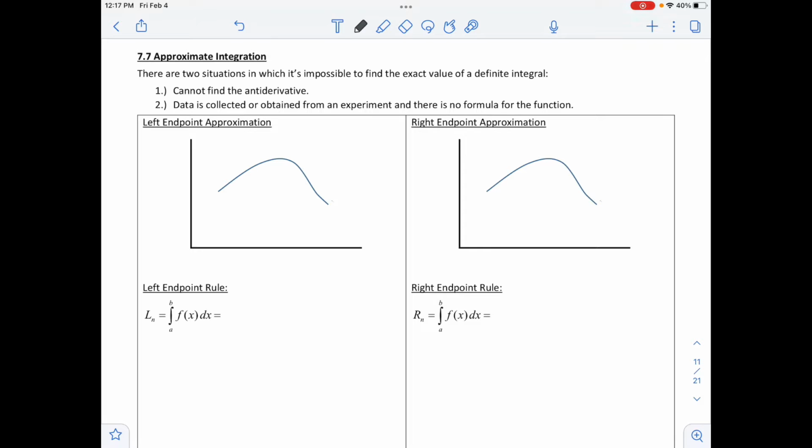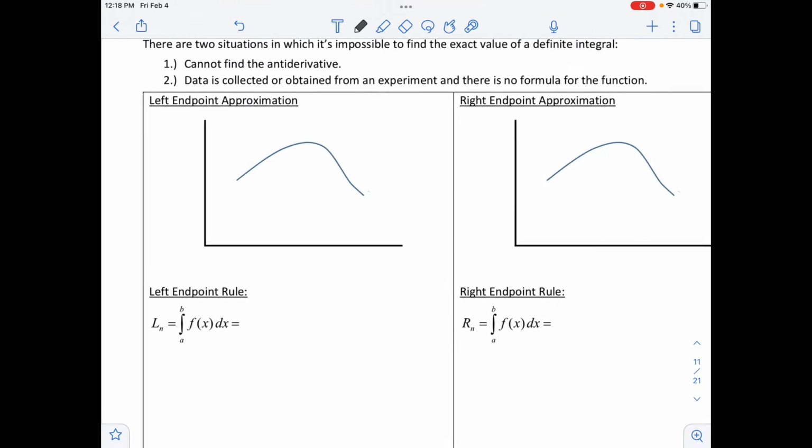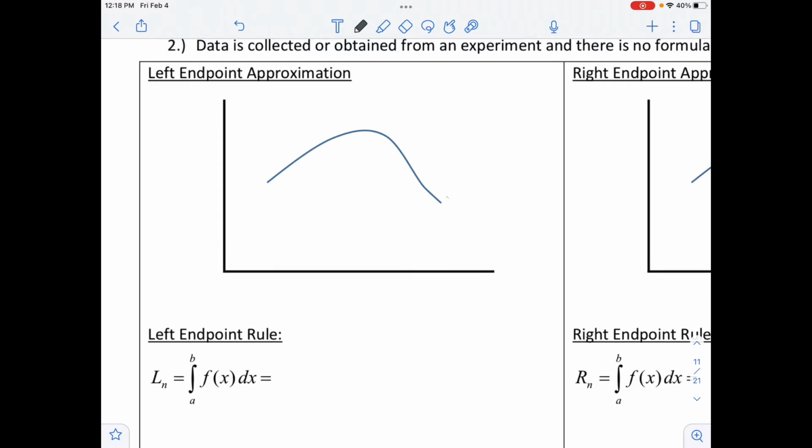So first thing is we can use left, right, and midpoints. And what we're going to do is approximate that area under that curve. And to do that, we're going to make rectangles. To determine the height of the rectangle, we're either going to use the left side of the interval, the right side, or the midpoint. And I'm going to zoom in here to look at the left endpoint approximation.